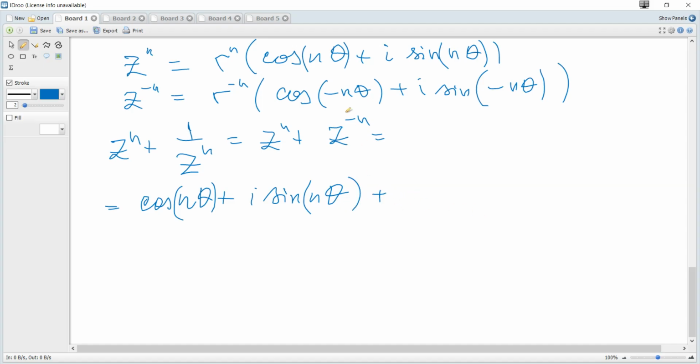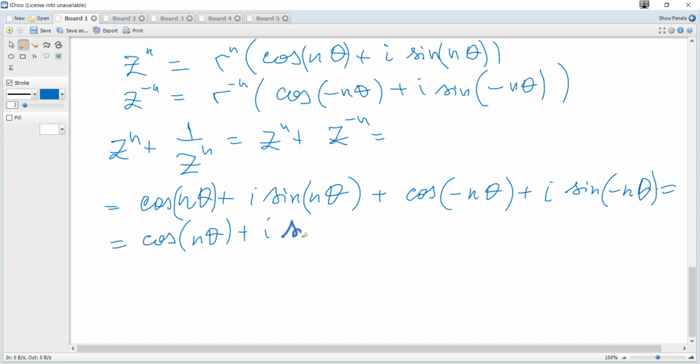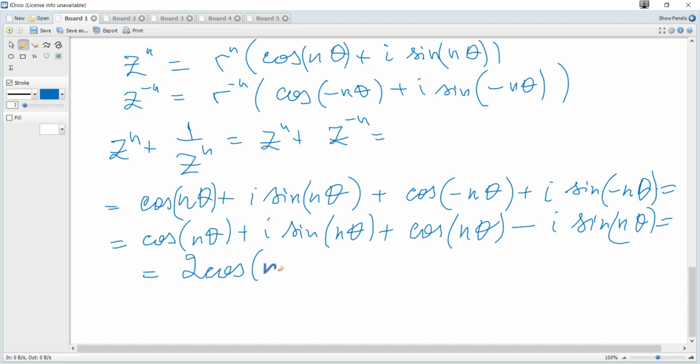and plus cosine is an even function, so cosine of a negative angle is equal to cosine of a positive angle, plus i sine of negative n theta, and sine is an odd function, so it becomes cosine of n theta plus i sine of n theta plus cosine of n theta minus i sine of n theta, because the function of negative x is equal to negative function of x, and you can see sine cancels and we get 2 times cosine of n theta as required.